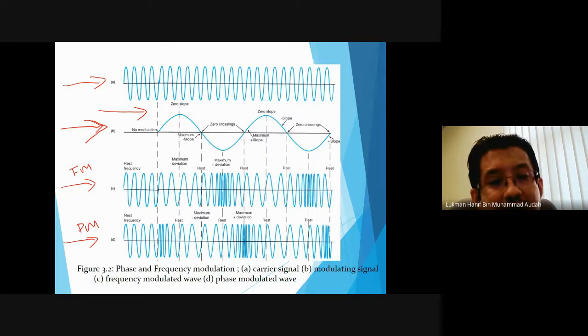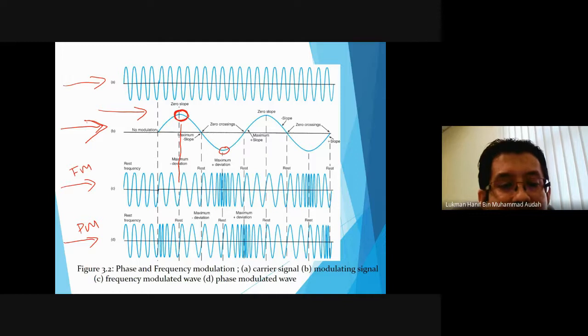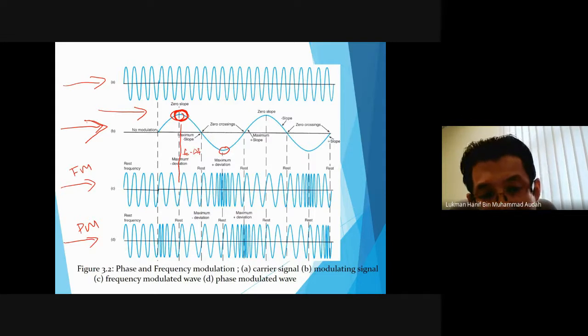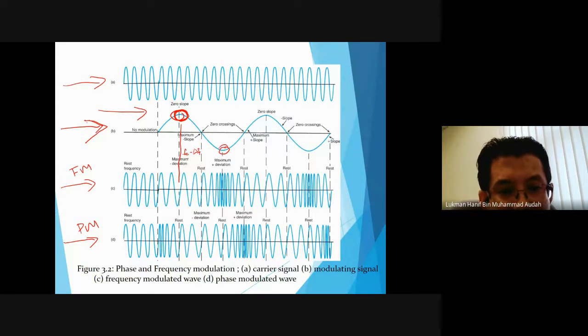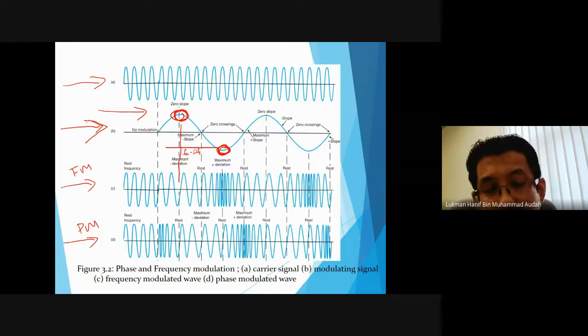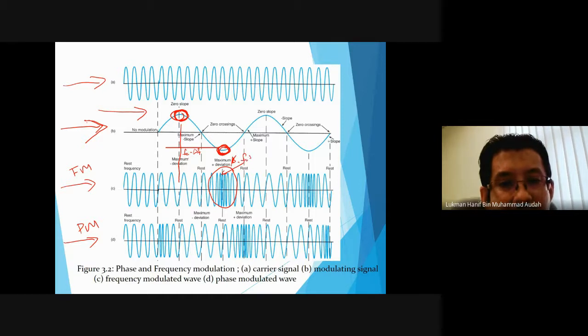Dalam FM, perubahan yang ketara berlaku pada ketika peak value of the information signal. Apabila message mencapai positive peak, maka carrier frekuensi menjadi sangat minimum, iaitu FC minus delta F dalam kes ini. Dan apabila information signal berada pada minus peak amplitude, maka carrier frekuensi menjadi sangat tinggi. So itu sebab you nampak dia rapat. Di sini pada point ini FC plus delta F, dia jadi maksimum. Dan seterusnya.